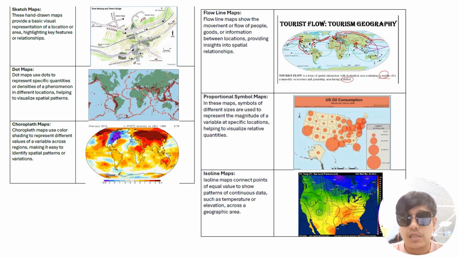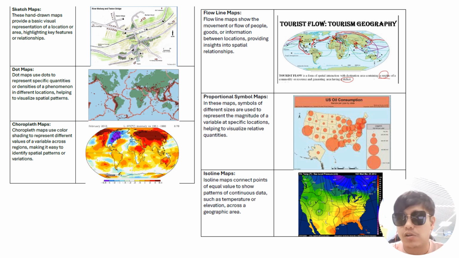All right. And last but not least, these are isoline maps. Isoline maps are usually used in the climate cluster. Isoline maps actually connect points of equal value to show continuous data. Over here you can see different pressure points being connected, and we actually call these isobar maps. Okay, so it is part of isoline maps.